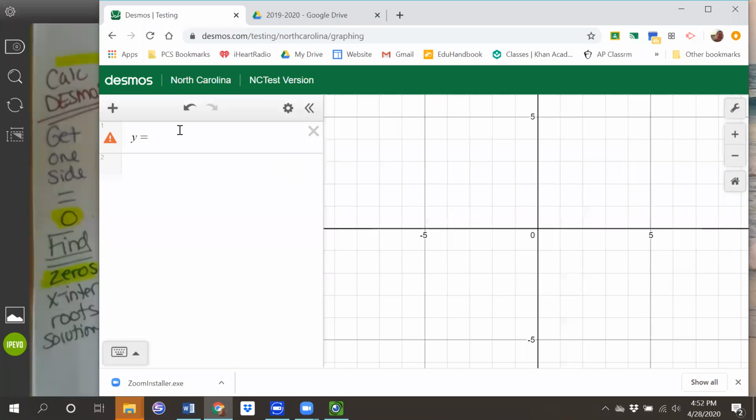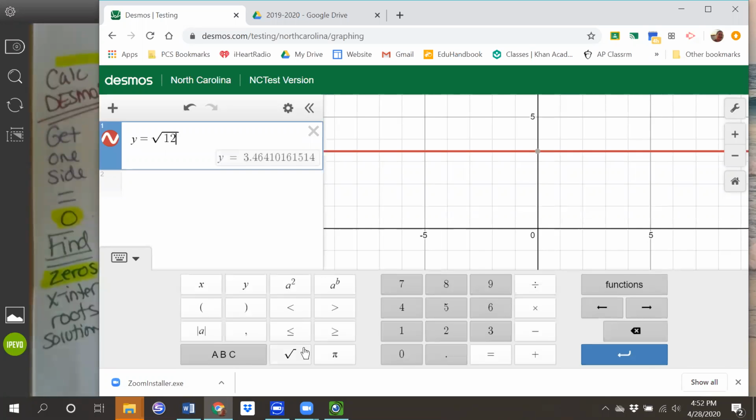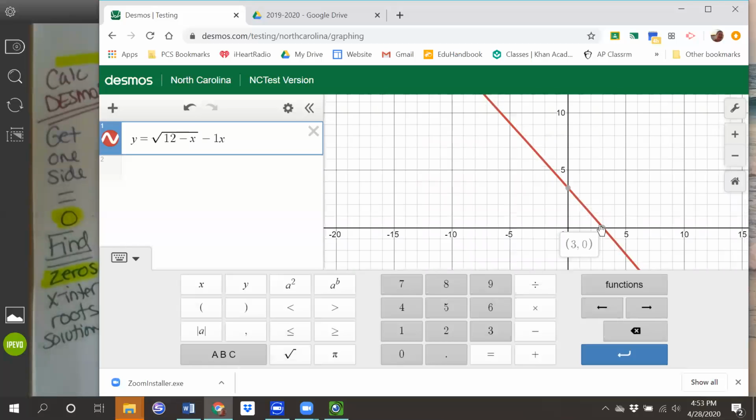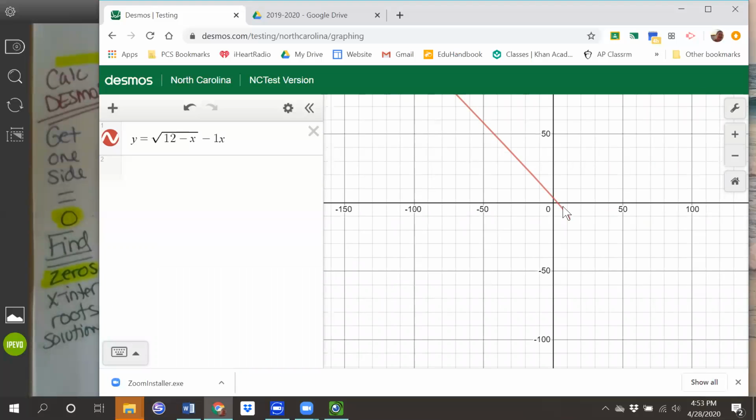Okay, try again. So y equals the square root of 12 minus, I'm not going to use A's like in my calculator or on Desmos. I'm just going to use X. Everything is built in X's and Y's when I'm on a graphing calculator. So 12 minus X, arrow out, minus 1X. So I am looking for my X-intercepts. I want to make sure that I don't have a whole bunch. So I'm zoomed way out. Look at 100, negative 100. I only have one X-intercept, and it is right there at 3, 0.